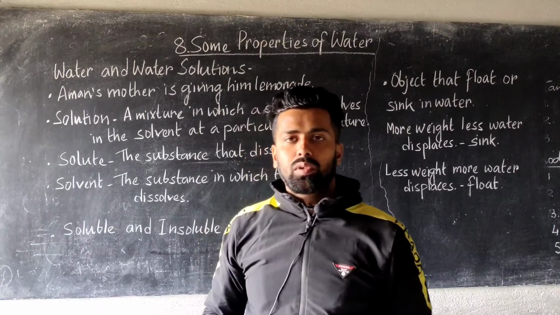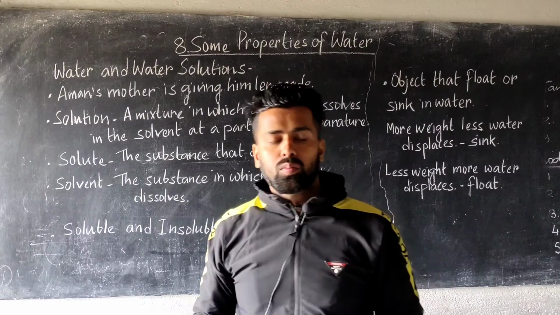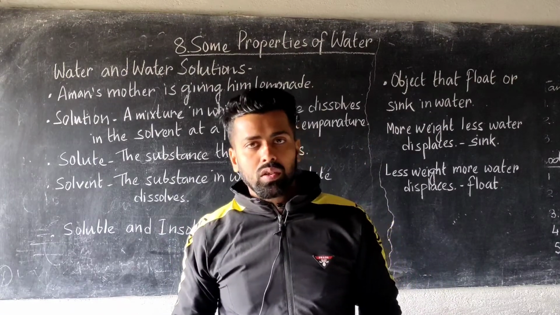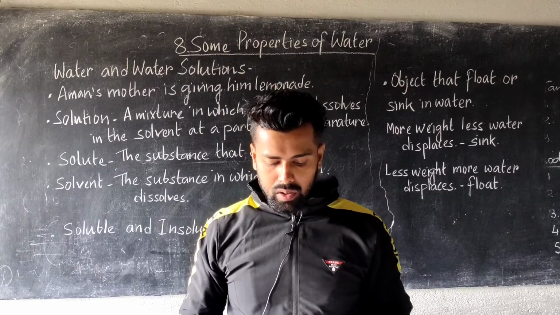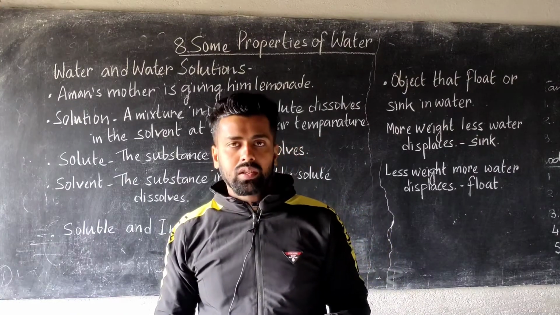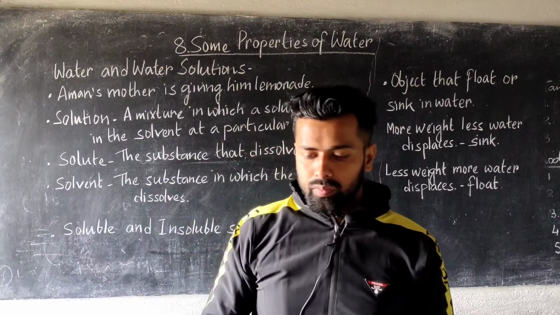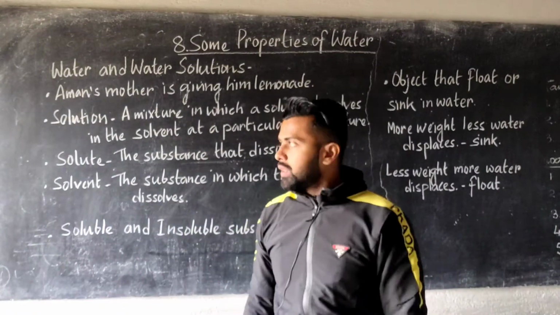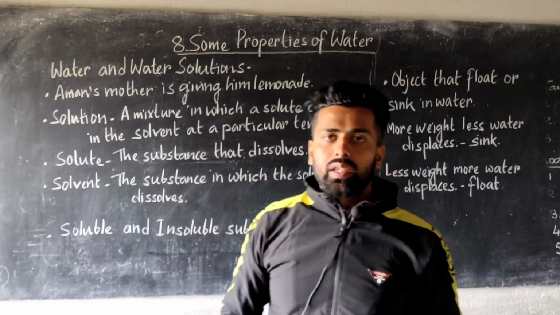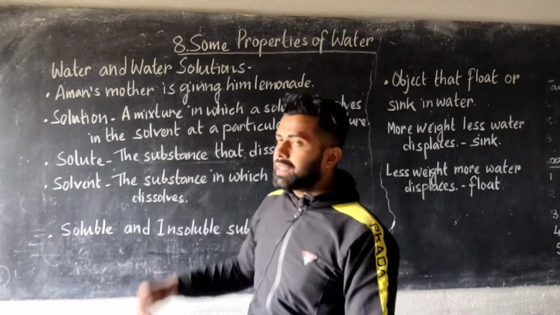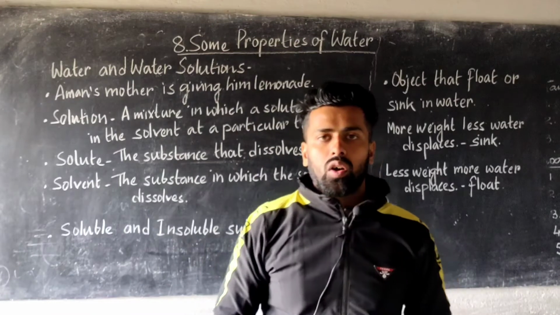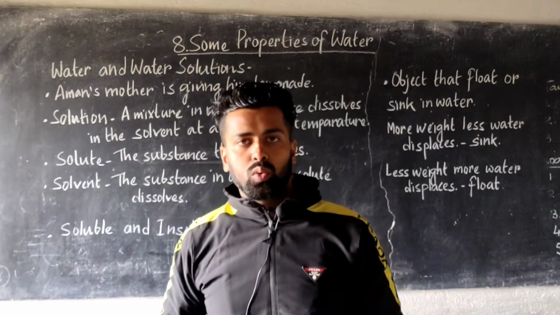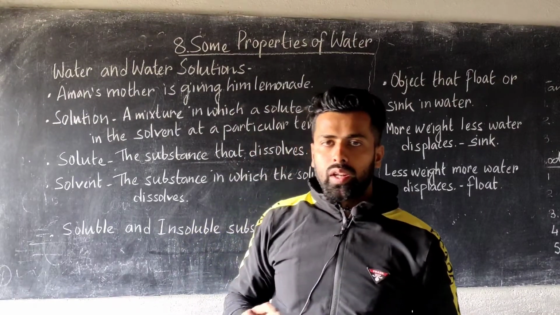So what does his mother do? Instead of adding small sugar cubes, his mother added what? Powdered sugar. So Aman quickly gulps the drink. It's tasty. So this is the story given in your book. What happens now? Aman likes sweet lemonade, so instead of sugar cubes, his mother is giving powdered sugar in the lemonade, and Aman drinks it very quickly.